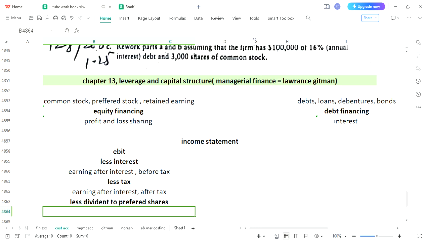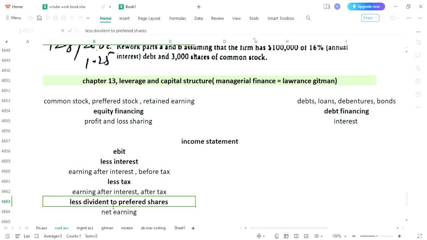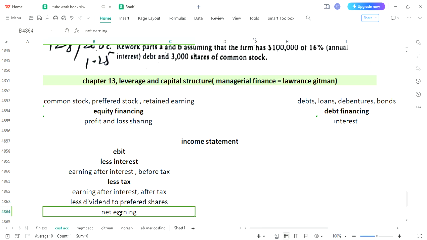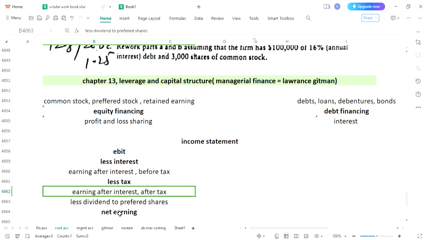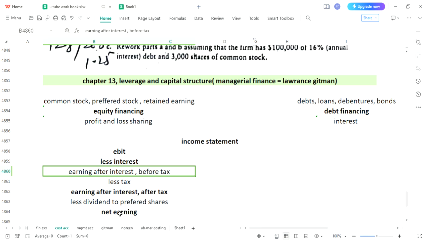So this would be your net earning after tax, after interest, and after dividend paid to the preferred shareholders. So this net earning would be considered as your final earnings, and this would be used to calculate your earning per share. So in this way your calculations would be completed.